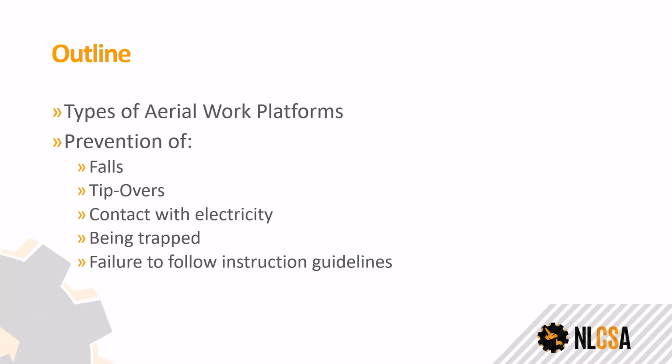So the first thing that we're going to be talking about is the different types of aerial work platforms and what kind of situations we would use each individual one for. The other thing that we're going to be talking about is that we have identified the major hazards associated with working from an aerial work platform and how we can prevent those from happening. So the major hazards being falls, tip overs, contact with electricity, being trapped, and failure to follow instruction guidelines. Hopefully by putting these controls in place, we will prevent these hazards from occurring.